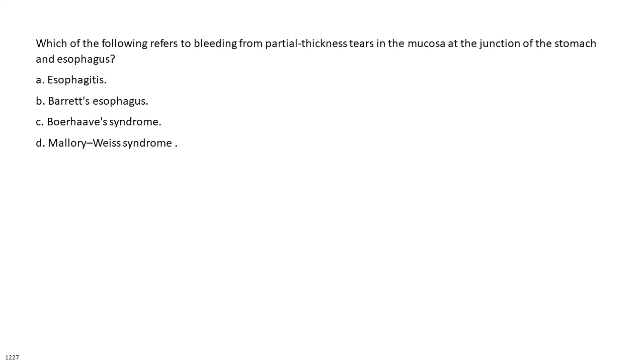Which of the following refers to bleeding from partial thickness tears in the mucosa at the junction of the stomach and esophagus? A. Esophagitis. B. Barrett's esophagus. C. Boerhaave's syndrome. D. Mallory-Weiss syndrome.